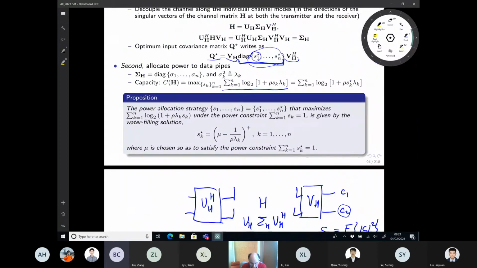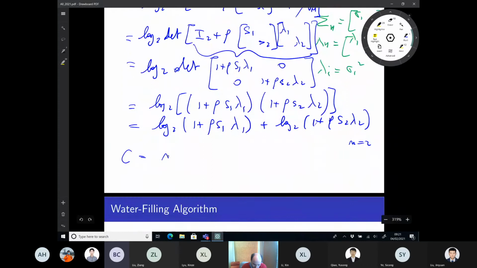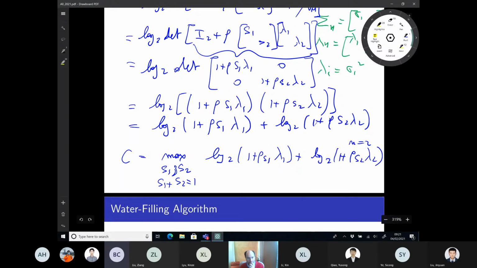Now what I have to find is the S that maximizes this. The S that maximizes this is going to be my capacity. So the capacity will be the maximum over S1 and S2, with S1 plus S2 equal to 1, of log2 1 plus rho S1 lambda 1 plus log2 1 plus rho S2 lambda 2. That's what I have to find.